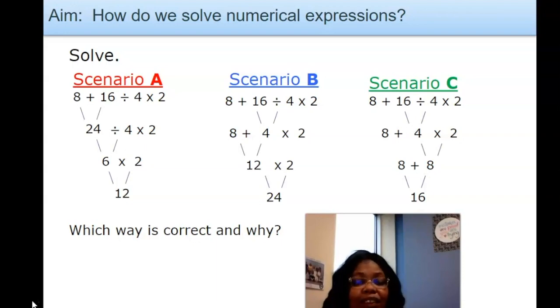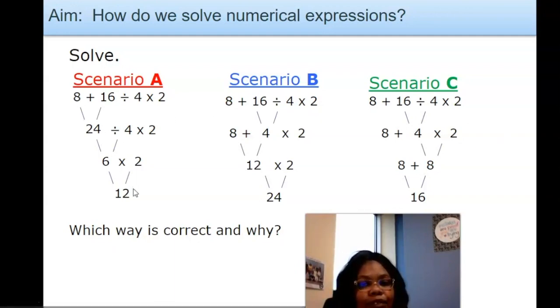Based on your prior knowledge, I want to see if you can tell me which way is the correct way to solve the math problem and why. You can notice, although the numbers are the same, the answers are very different. So which is the correct way and why? Pause the video and see if you can figure out which way is the correct way to solve the problem.